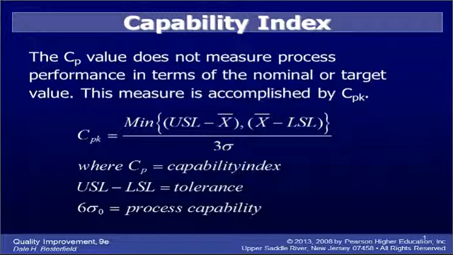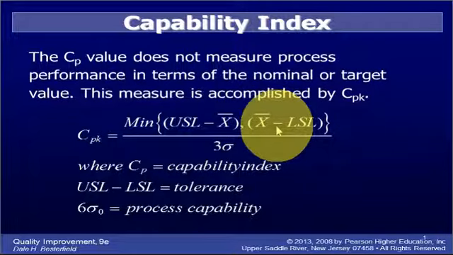The numerator in the CPK is the minimum of two terms. The first term is the difference between the upper specification limit and the center of your process. The second term is the difference between the center of the process and the lower specification limit. You take the minimum of these two terms as your numerator, and then the denominator is 3 sigma, which is half of the process capability.